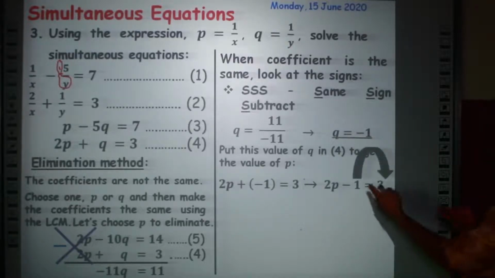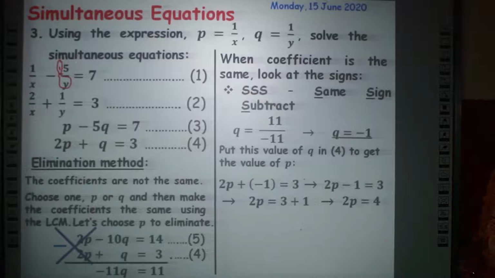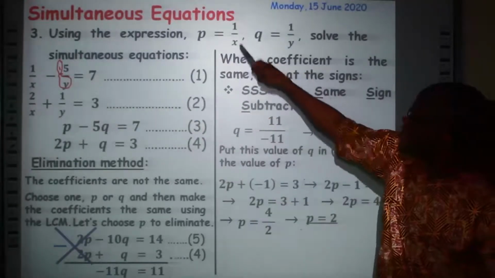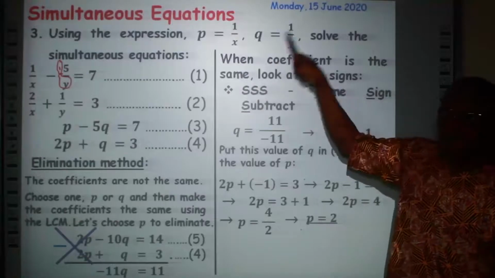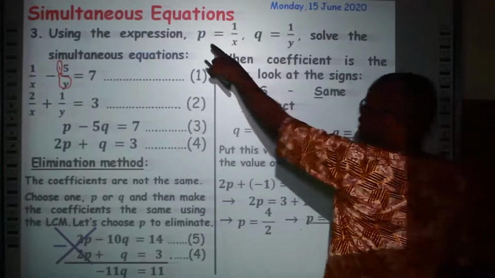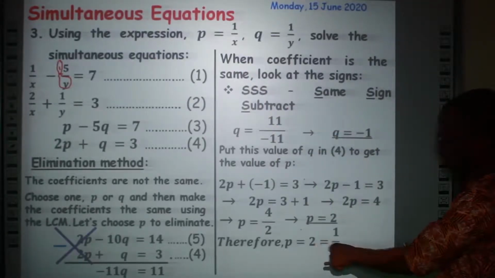Now, you move the minus 1 to the right hand side, so you have 2p is equal to 3 plus 1. And that gives you 2p is equal to 4. And to get p, you divide both sides by 2. You do that, get as value of p to be 2. But then, you need to find the values of x and y. But remember, p is 1 over x and q is equal to 1 over y. And so, with p being equal to 2, you have p, which is 2, is the same as 1 over x.